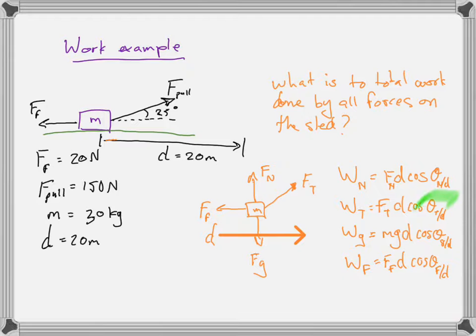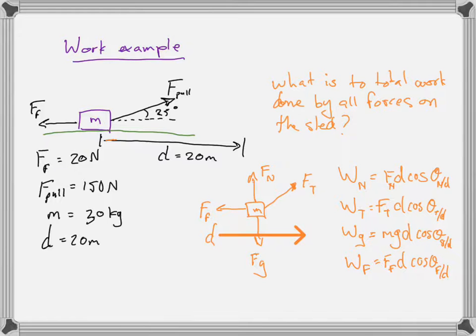What is the angle between the tension and displacement? Look at this and look at this. The angle is 25 degrees. What is the angle between gravitation and displacement? Look at those two. The angle is again 90 degrees. Look at the angle between the frictional force and displacement. What is the angle? It's 180 degrees, right? Be careful. Make sure you get those angles.